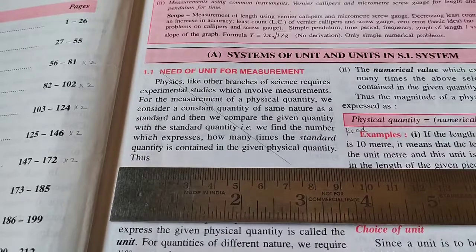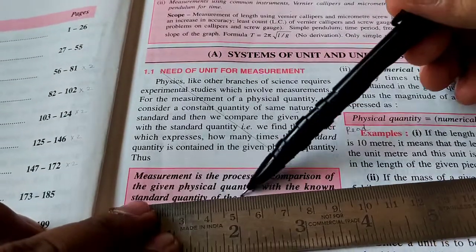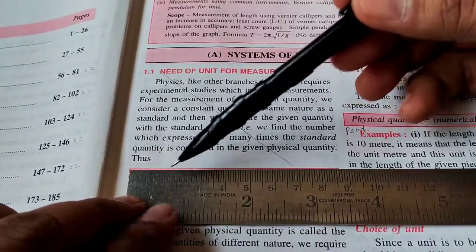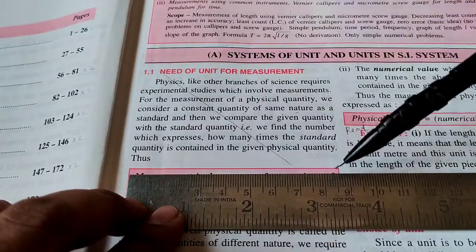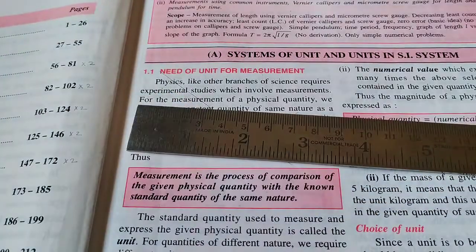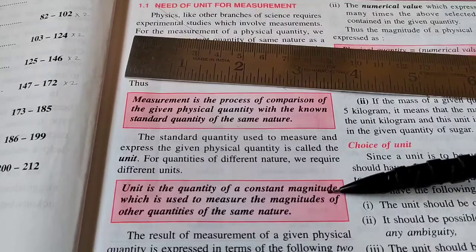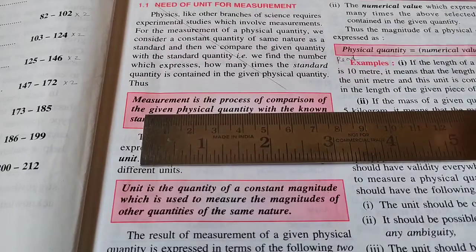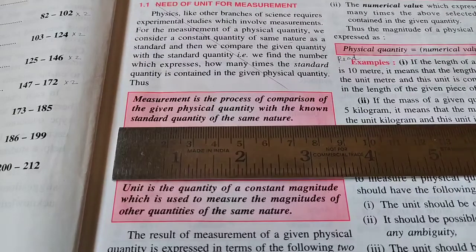For example, we know how long 1 centimeter is. That's a standard quantity. So if I want to measure the distance, then I just have to see how many centimeters long it is, that is, what is the multiple of a centimeter. Unit is the quantity of a constant magnitude which is used to measure the magnitudes of other quantities of the same nature. So in this example, centimeter is called a unit of distance, and the process of comparing and calculating is called measurement.